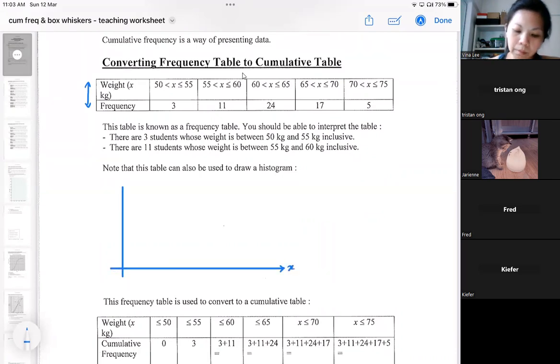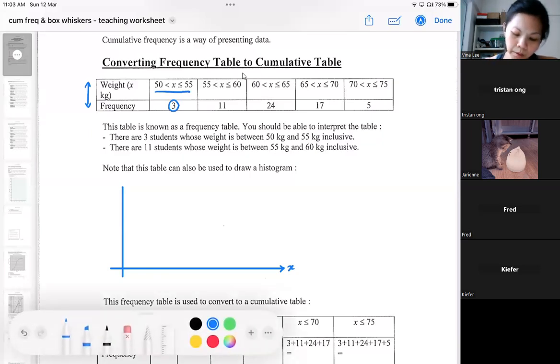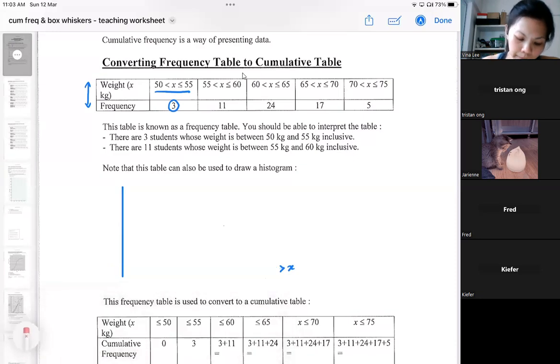Okay. So in this question, we are looking at the weight of students. The frequency is how many students. So we got 3 students whose weight is between 50 to 55. If I'm going to draw a bar chart for it, I will do a zigzag. Do you still remember there's such a thing as a zigzag? That means I skip 0 to 50. I directly start from 50.